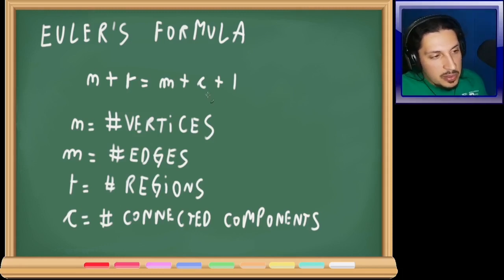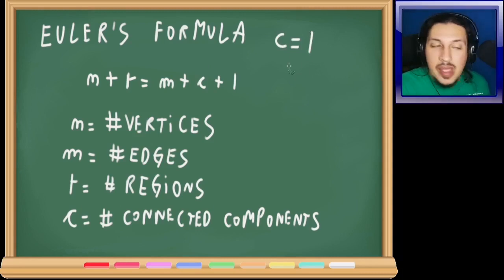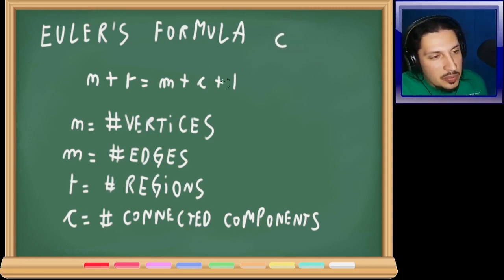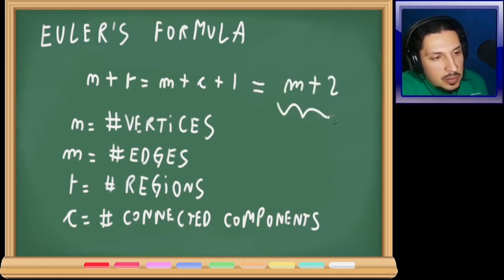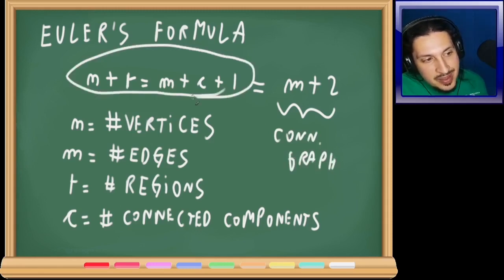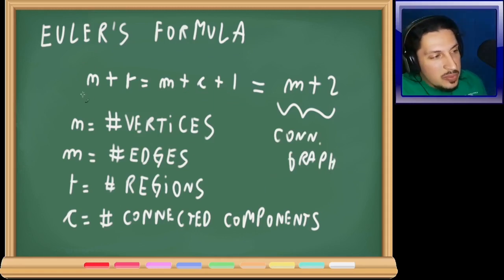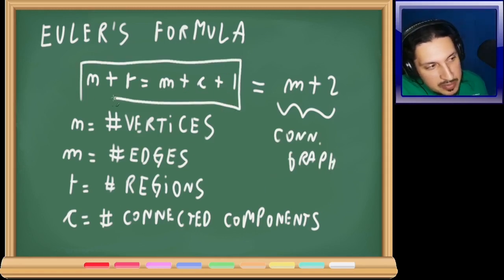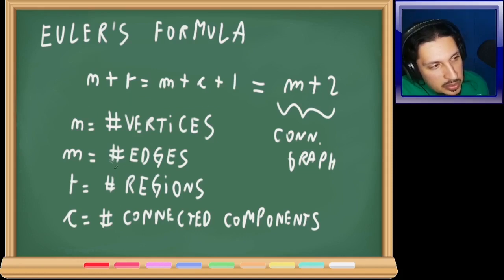Typically, the number of connected components, C, is just one because the graph is connected. And in that case, you will see this formula written as just n minus m plus f equals 2, that is more common. This is the same as n minus m plus f equals 2 for a connected graph. But this is a more complete formula, so it's good to have it in mind. I've used this formula in a lot of problems, so it's very useful to know.